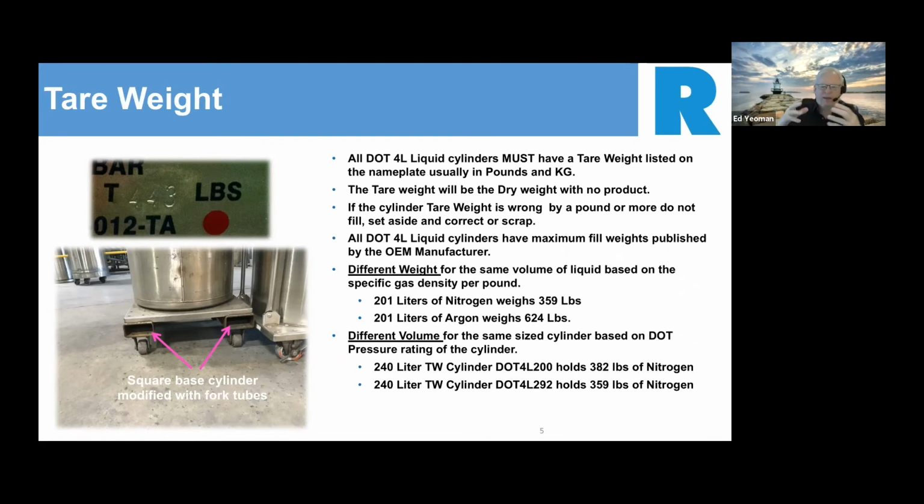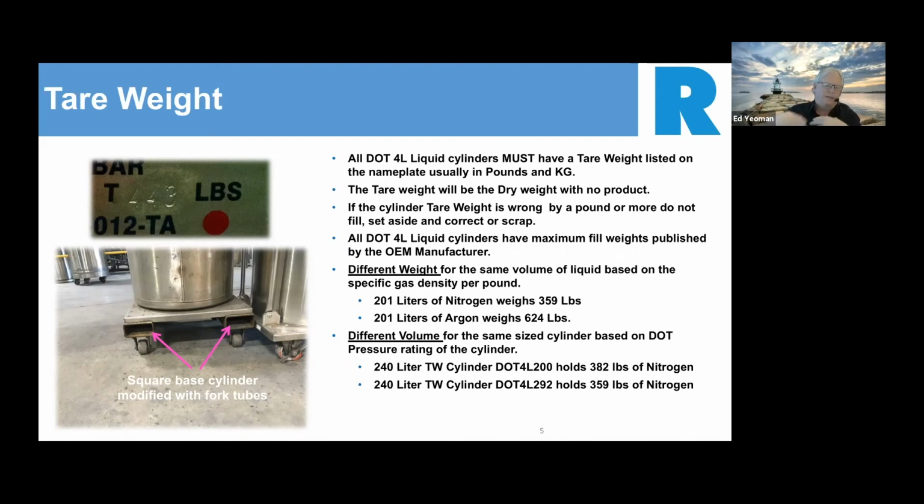So in the lower right, you have a 240 liter Taylor-Wharton cylinder. A DOT 4L200 holds 382 pounds of nitrogen, whereas the exact same cylinder in a DOT 4L292, a higher pressure cylinder with a 350 PSI rating, will hold 359 pounds of nitrogen.